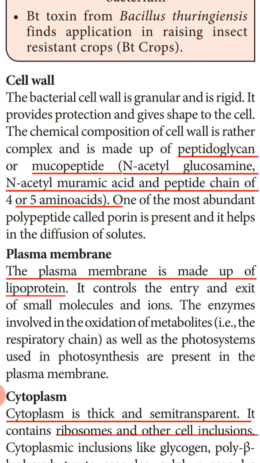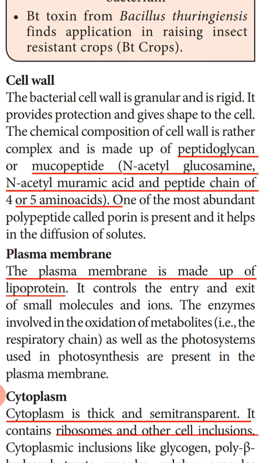This plasma membrane is made up of lipoproteins. It controls the entry and exit of small molecules and ions. The enzymes involved in the oxidation of metabolites, that is the respiratory chain, as well as the photosystems used in photosynthesis, are present in the plasma membrane.